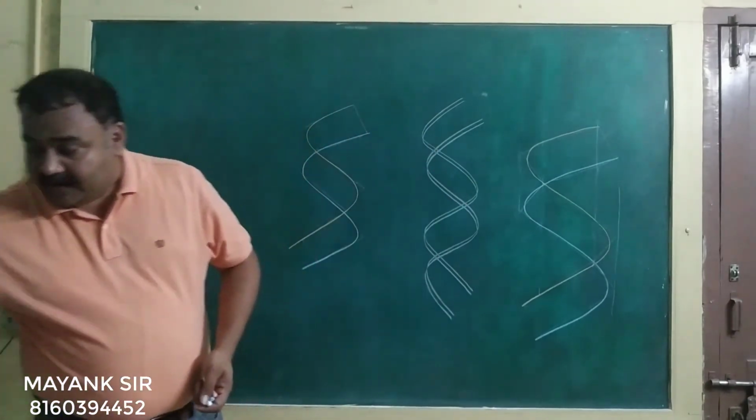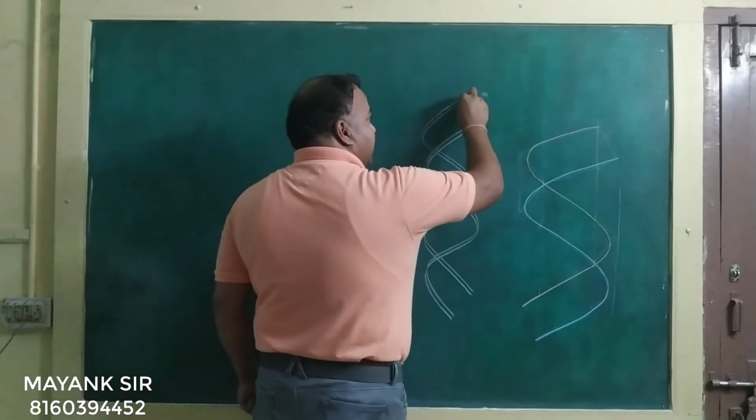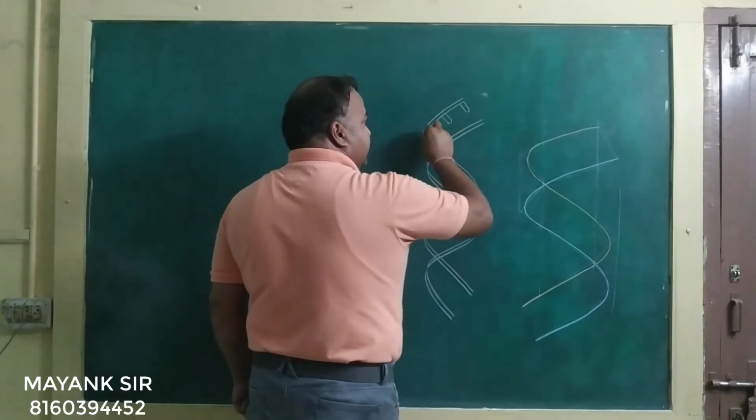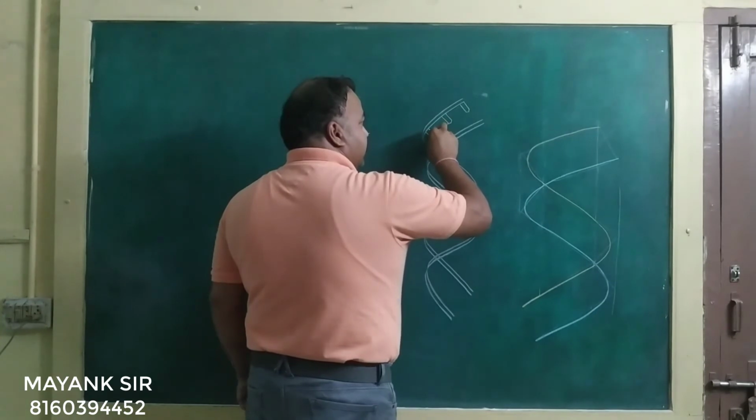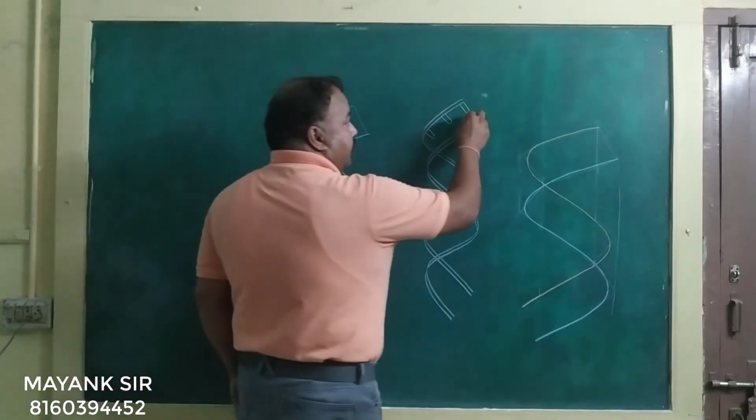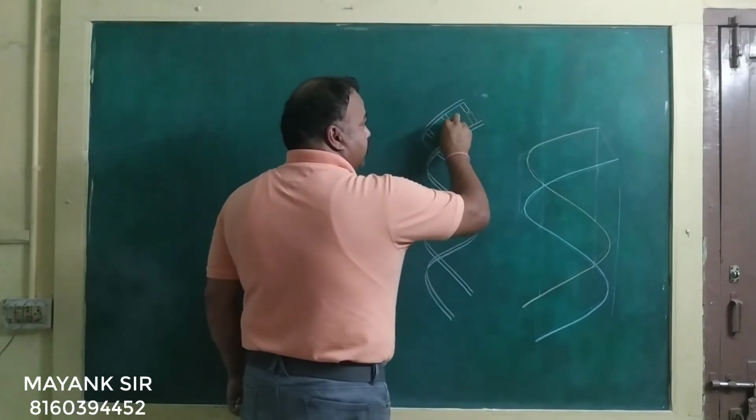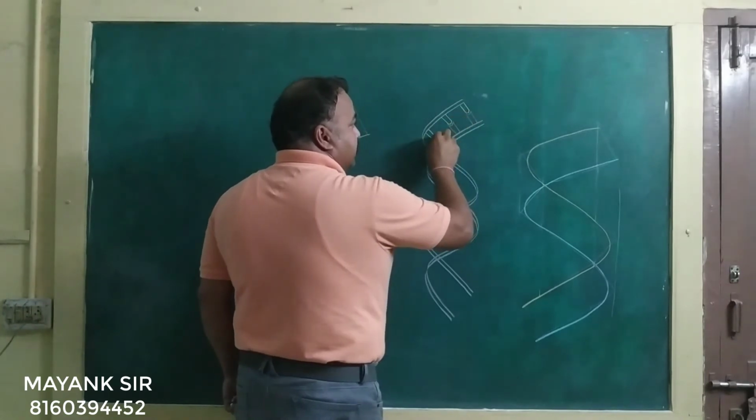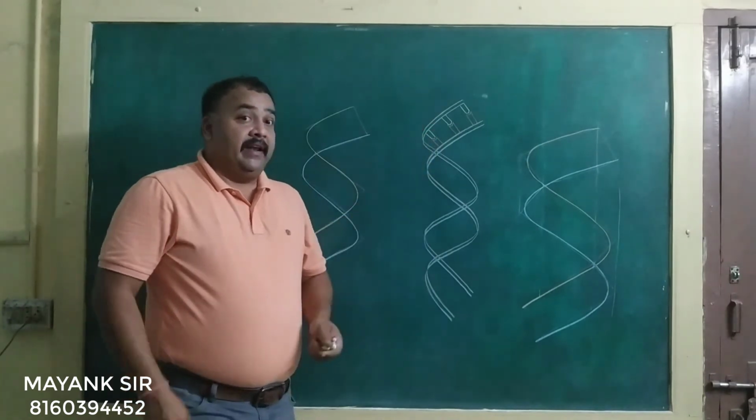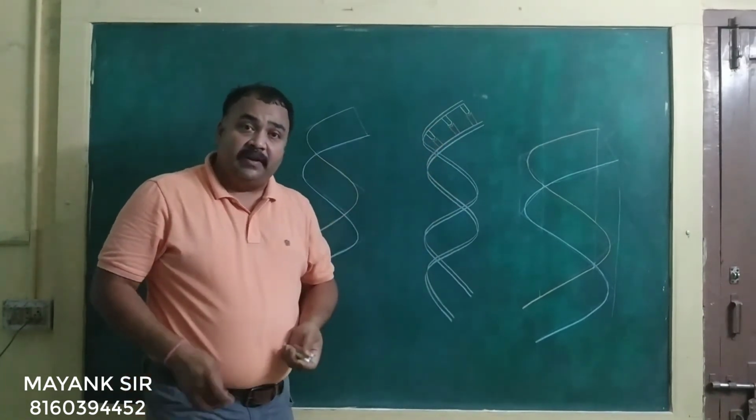Again, inside it, you have to draw different kinds of bonds connecting both the chains. The bonds are called weak hydrogen bonds. So friends, you can see the colorful structure of DNA over here.